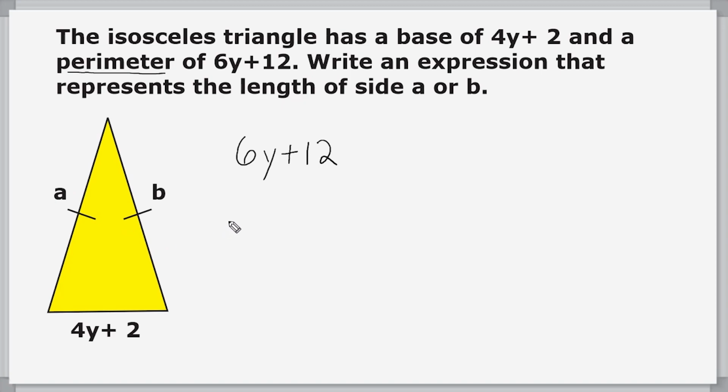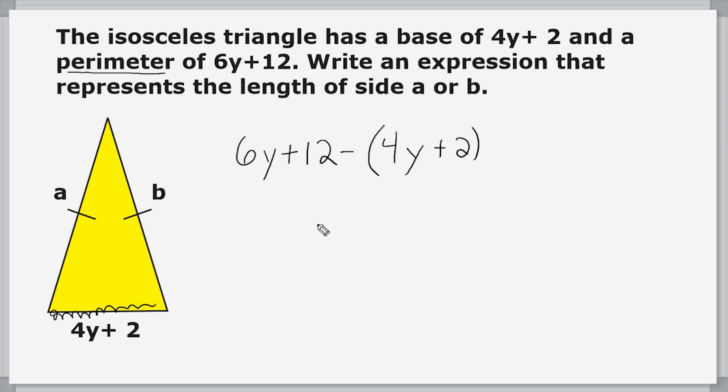So what we're going to do is take the length of this triangle's base, which is 4y plus 2, and subtract it from 6y plus 12. The reason for doing this is because if we get rid of this length right here, what's left over is the length of this side and this side added together. And because these two side lengths are equal, all we have to do is divide that total by 2.